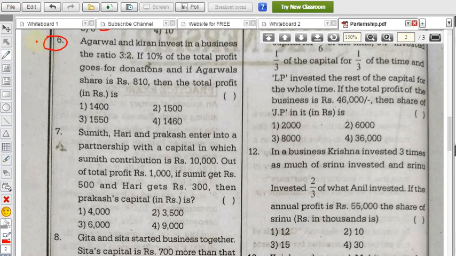Next one. Agarwal and Kiran invest in a business in the ratio 3 is to 2. If 10% of the total profit goes for donations, and if Agarwal's share is 810, then the total profit in rupees is asked. Like these questions, we can take the total profit as some X. Otherwise, if you want easy cancellations, you can take the total profit as rupees 100. Both ways you can solve.